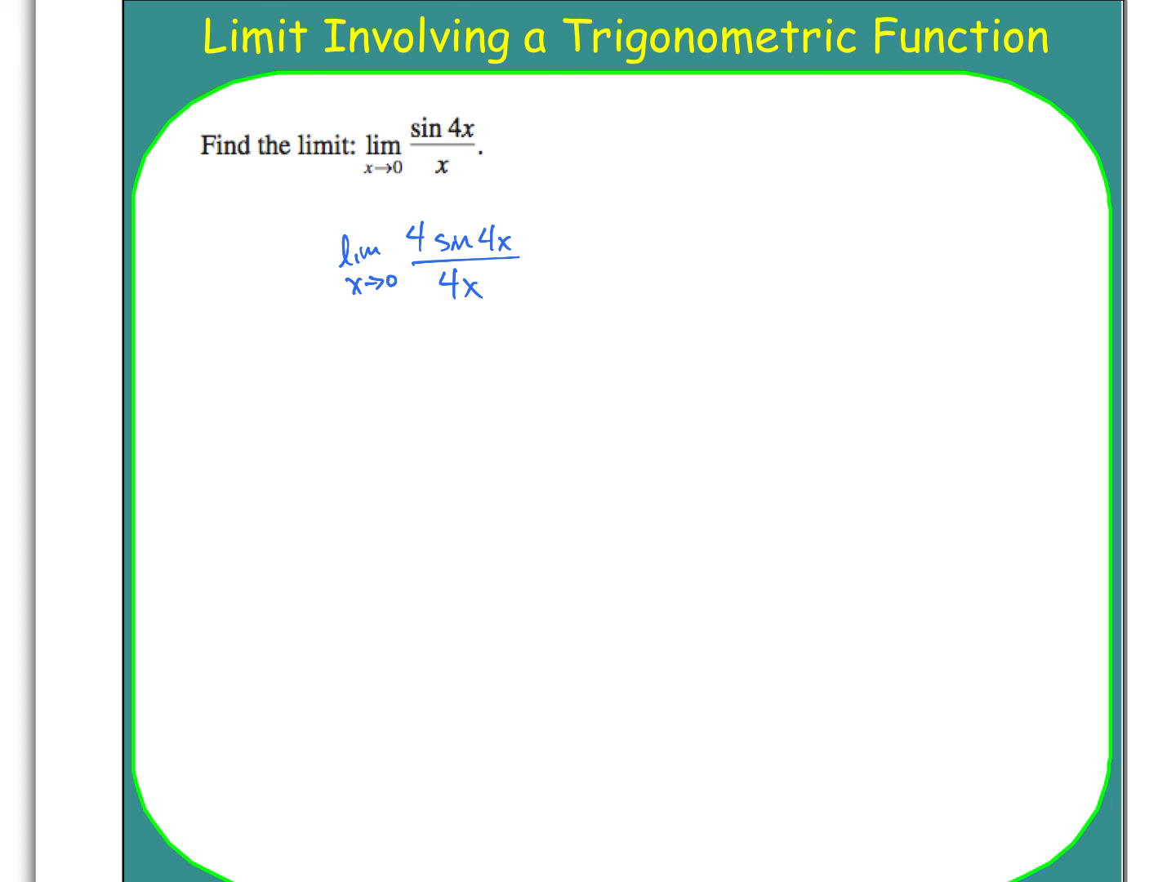So now, this portion right here, when I take the limit as x approaches 0 of sine of 4x over 4x, that is the same thing as sine x over x going on. So that part goes to 1. So then I end up having 4 times 1, which is 4. See how we mathematically did it correctly this time.